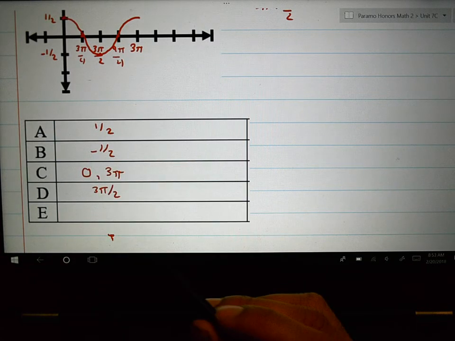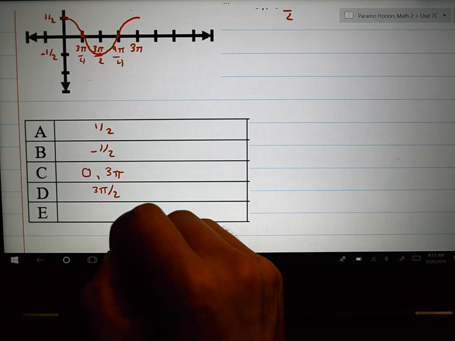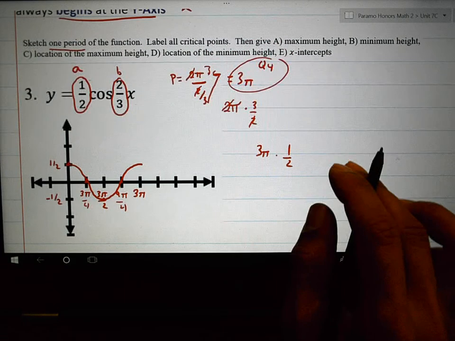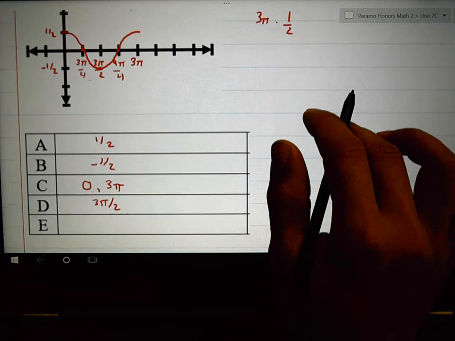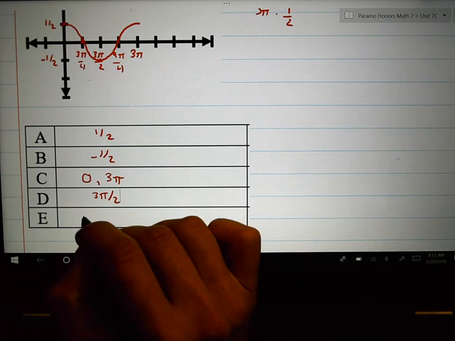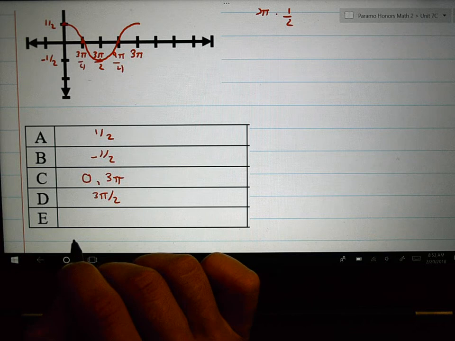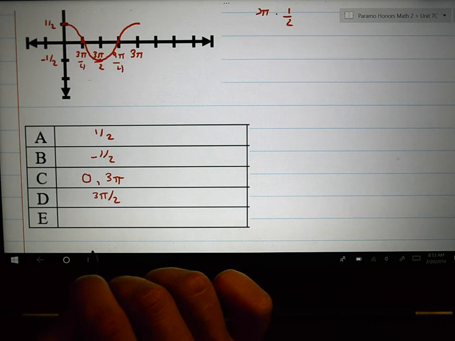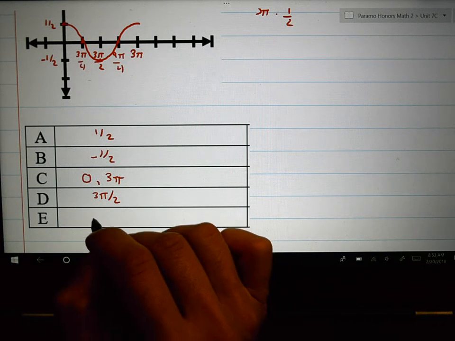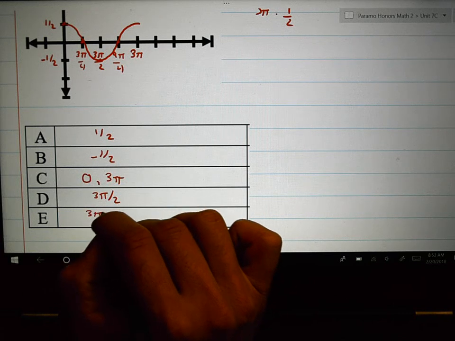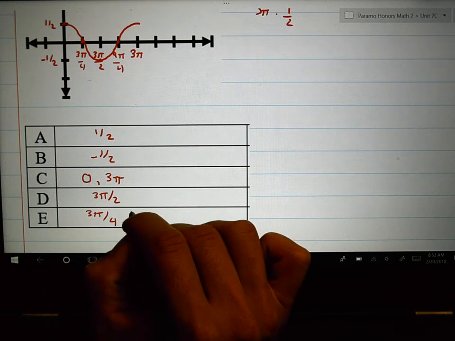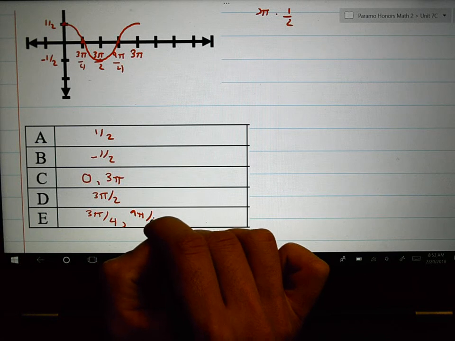3 pi over 2. And lastly, where are the X-intercepts? Where does it cross the X-axis? Which is why we figured out mathematically what the first quartile was and what the third quartile was, because it happens at Q1 and Q3. There are 2 answers, 3 pi over 4 and 9 pi over 4.